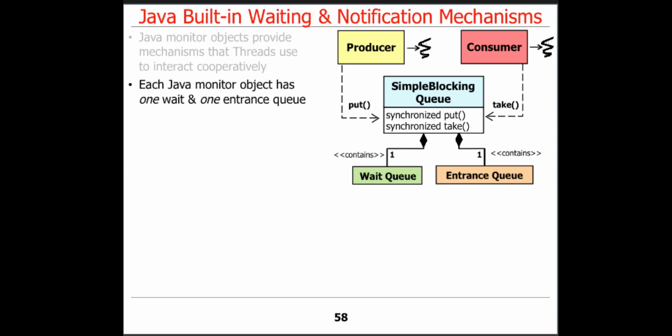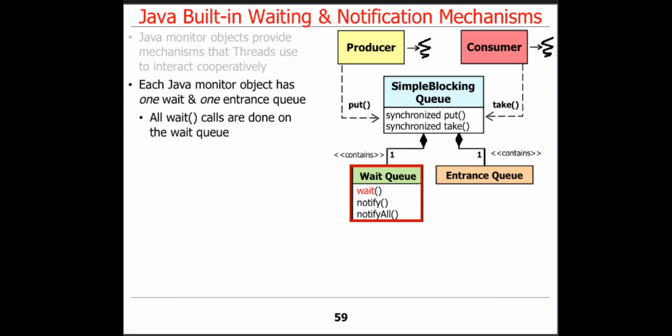OK, every Java monitor object has one wait queue and one entrance queue. So here's sort of a picture. This is our simple blocking queue, one wait queue, one entrance queue, producer, consumer. There could be a multiplicity of these things, of course. Surprise, surprise, if you call wait, that's done on the wait queue, right? So you call wait, and that basically puts you to sleep on the wait queue. This is all handled under the hood. Again, when someone calls notify or notify all, that also applies to the wait queue.